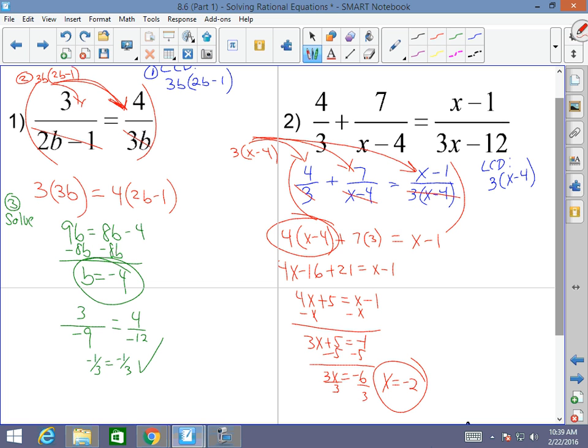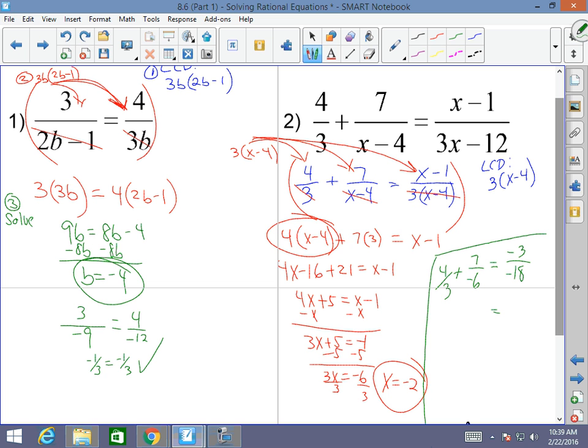Okay? We're really not. This is the part that a lot of people get lazy on, and this is the part where a lot of people get it wrong. You went through all of this work, but you're not going to check it. You're going to get hurt at the end. So this is 4/3 plus 7 over negative 6. Does that equal negative 3 over negative 6 minus 12 is negative 18? So is that correct? Yep.